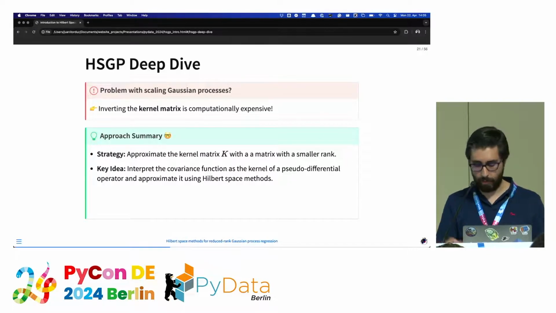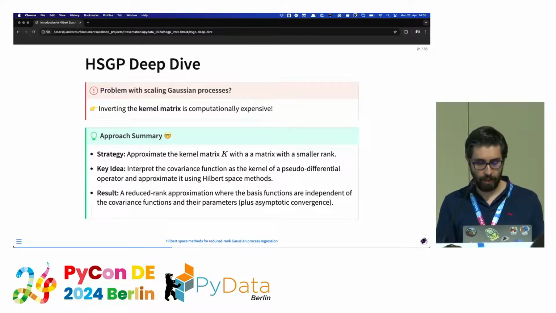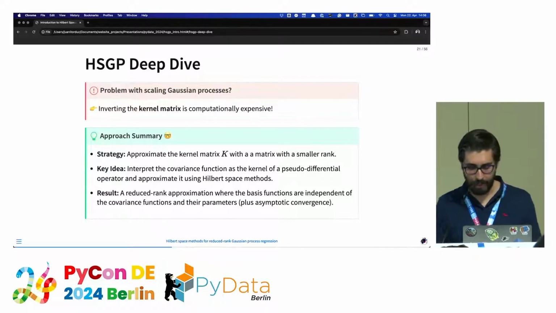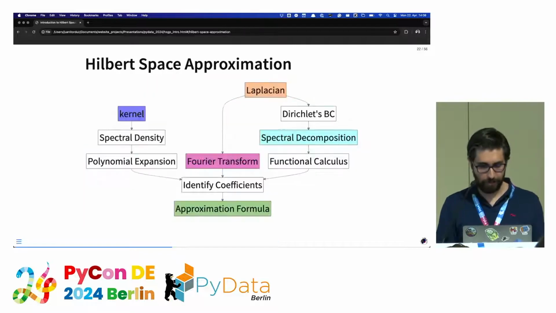But also, what I like about this is that it brings a lot of this spectral theory into the game. And at the very end of the game, we are going to essentially reduce fitting a Gaussian process to a linear regression. So hopefully that gets you excited. Well, not as excited as getting MathJax to work, but close.